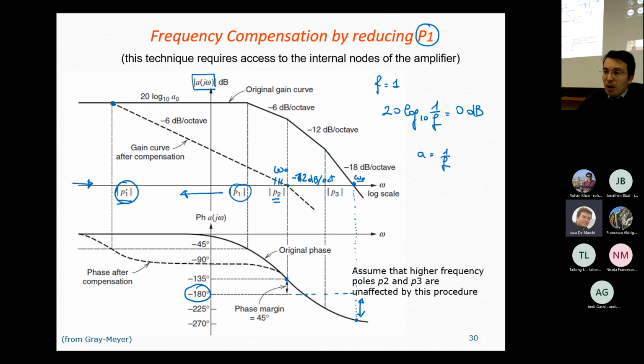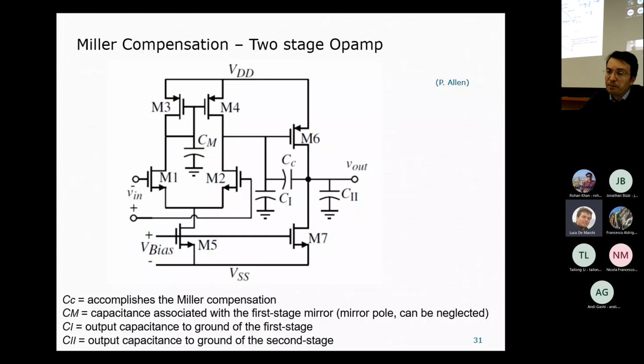Okay, this compensation achieved by reducing P1 is applicable to the case of the two-stage operational amplifier. So the two-stage operational amplifier is this guy here. We have the differential pair with the current mirror loading, and then we have a common source in the second stage. Indeed, we do have some parasitic effects associated to this node here.